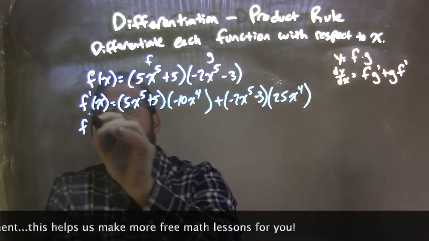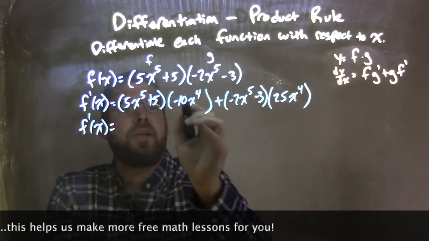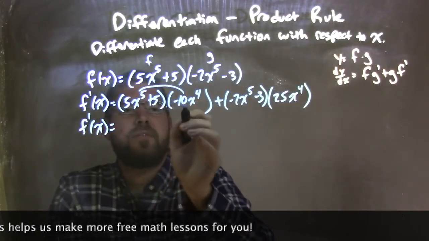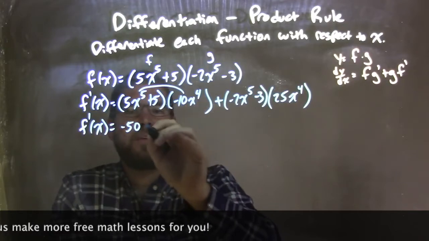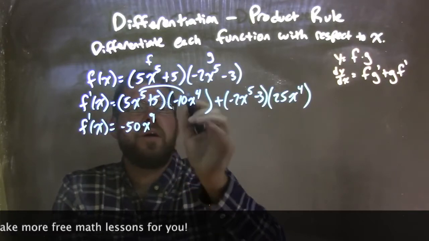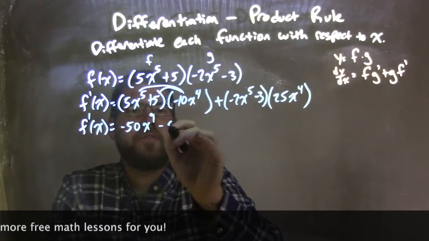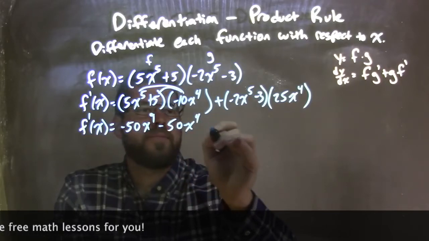So we have f prime of x, distribute the negative 10x to the fourth, so negative 10 times 5 is negative 50, and the x to the 4th times x to the 5th is x to the 9th. To distribute the negative 10 times the 5, which is negative 50, x to the 4th.